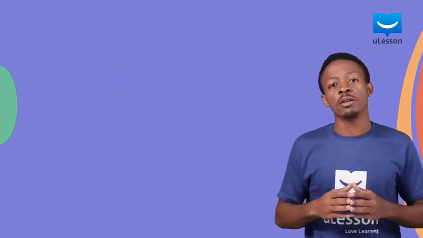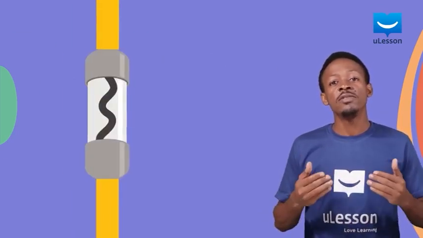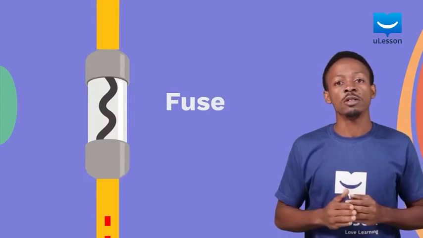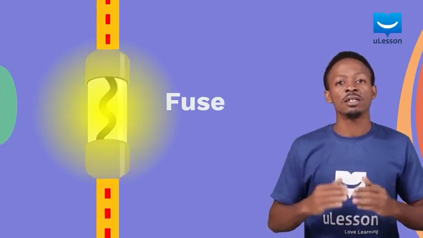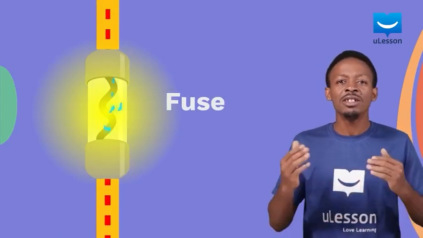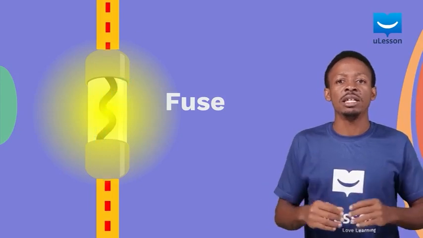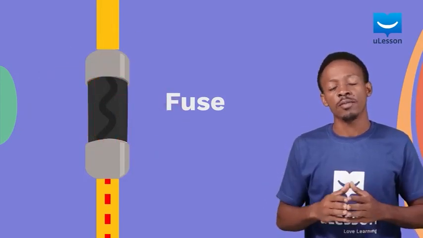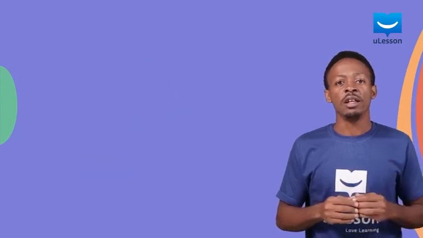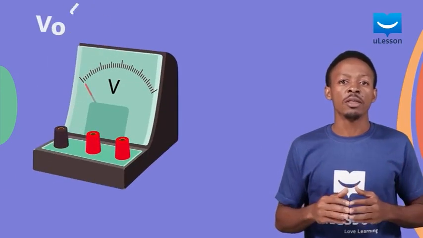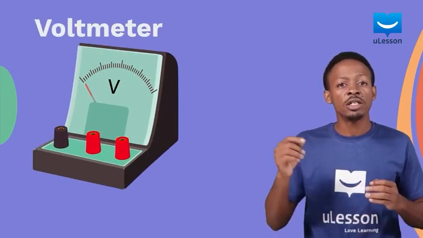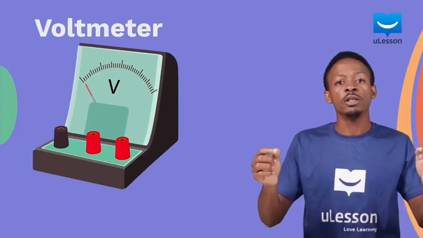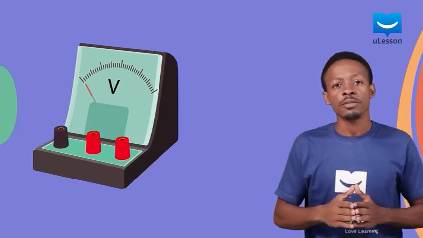How about another? The fuse is a safety device that opens the circuit when current exceeds a certain amount. Consider it an automatic switch that is activated to cut off the current flow when the current is too high. And finally, let's talk about the voltmeter. The voltmeter measures the potential difference across 2 points in the circuit.